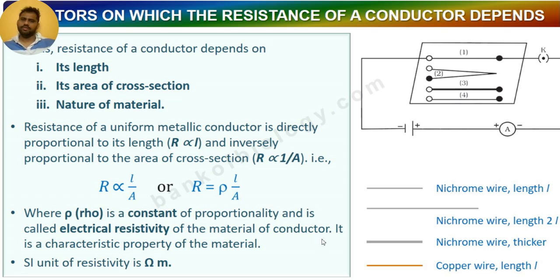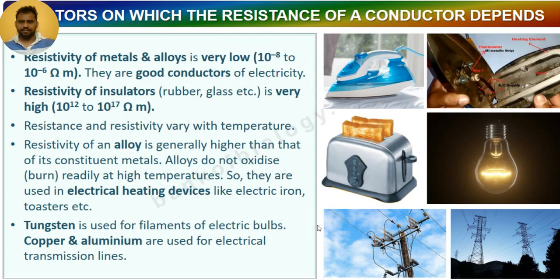Resistivity. Let's go ahead. Factors on which resistance of a conductor depends. So this I already explained. Resistivity of metals and alloys is very low. They are good conductors of electricity. Resistivity of an insulator is very high.